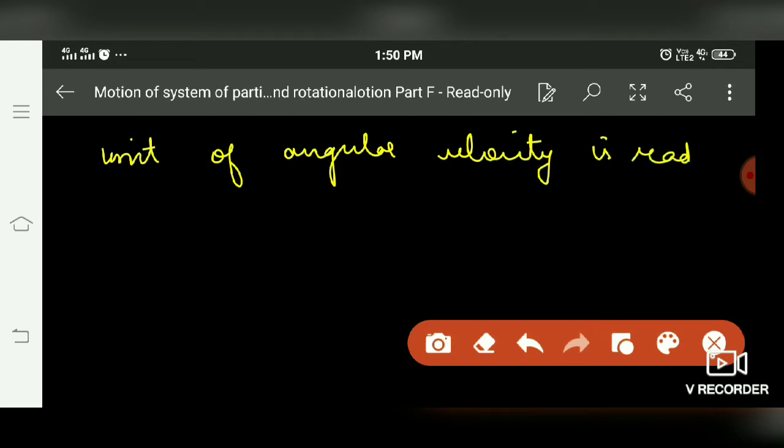radian per second, and unit of linear velocity is meter per second.